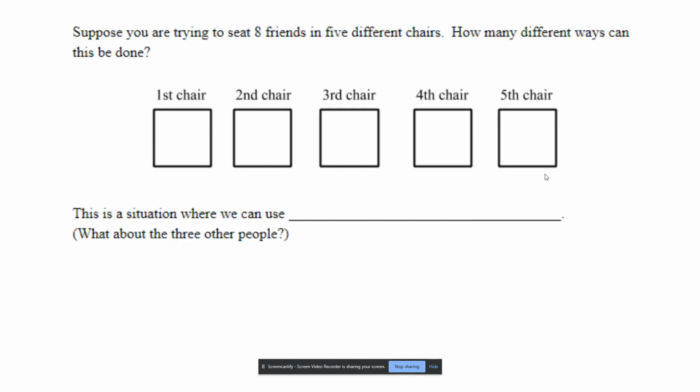Now to change it up a little more, suppose you have 8 friends and 5 chairs. How many different ways can this be done? So there's 8 choices for the first chair, 7, 6, 5, and 4 choices for the fifth chair. This is a situation where we can use permutations. So permutation is kind of like a cousin to factorials. It uses a lot of factorials in the actual hand-done computations.